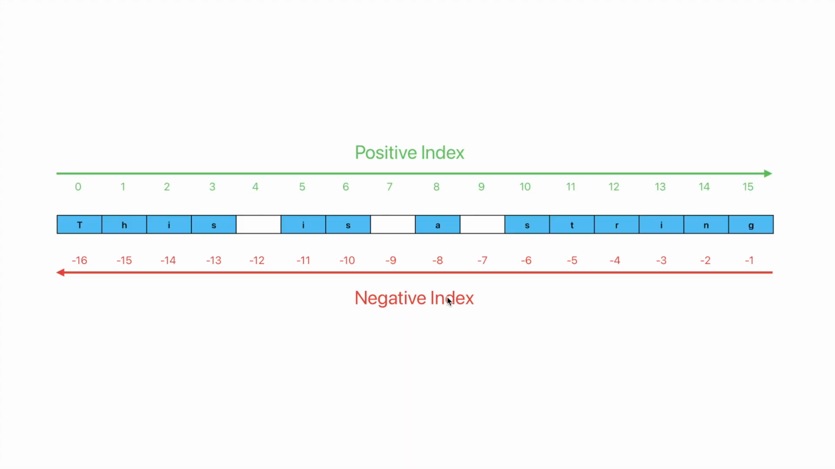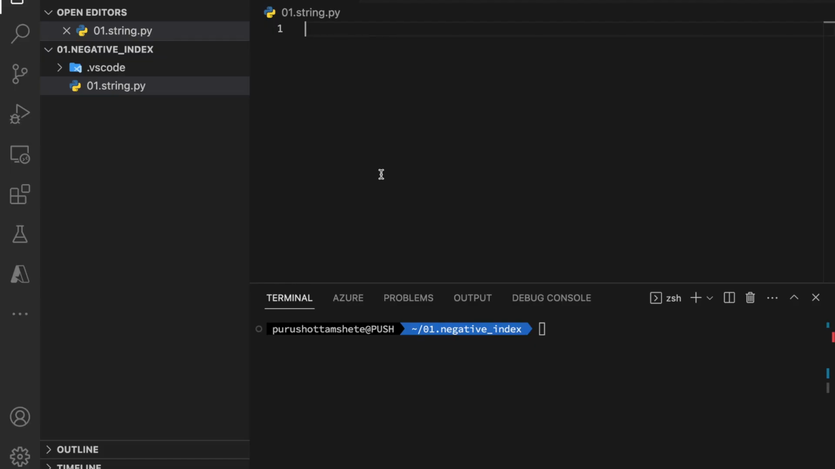Let's take an example of the string. We can iterate over this string with positive index starting from 0 to 15. Here, the length of the string is 16, including spaces. With Python, we can iterate over this string with negative index starting from -1 to -16. Let us write some code to see the negative index.